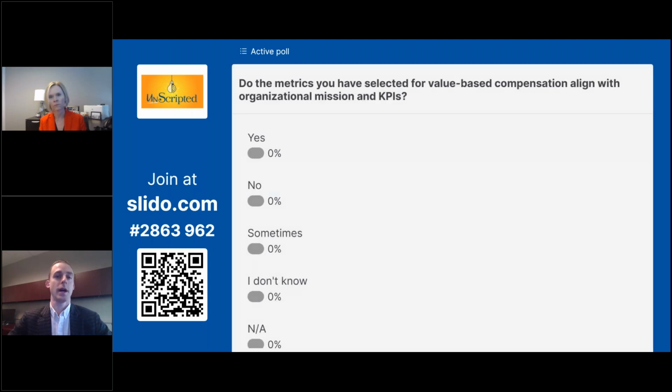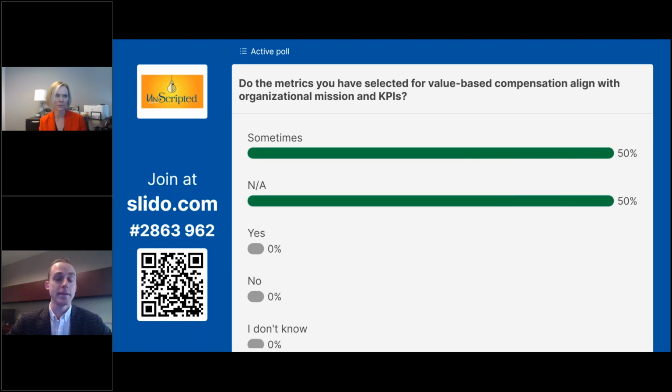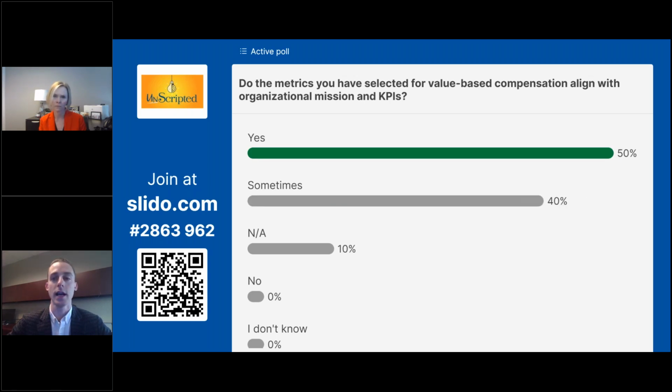So into the next question: do the metrics you have selected for value-based compensation align with organizational missions and key performance indicators? So we definitely want these to be aligned, but you're not necessarily putting them together at the same time. If you're thinking about value-based compensation metrics for physicians, you probably already have an organizational mission and certain indicators. So it's kind of a two-part process.